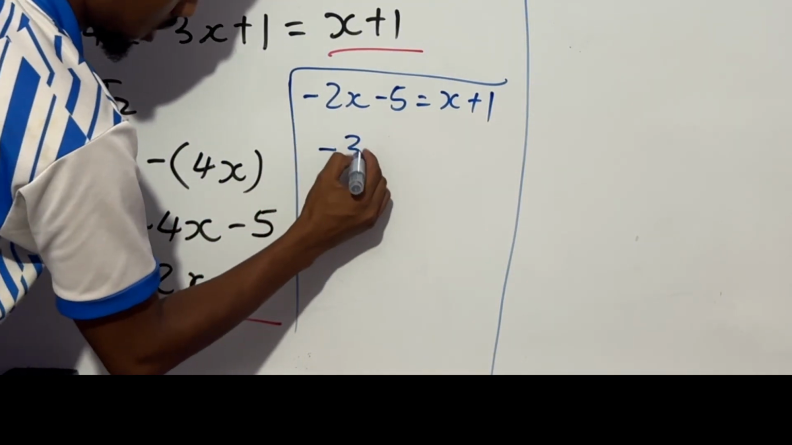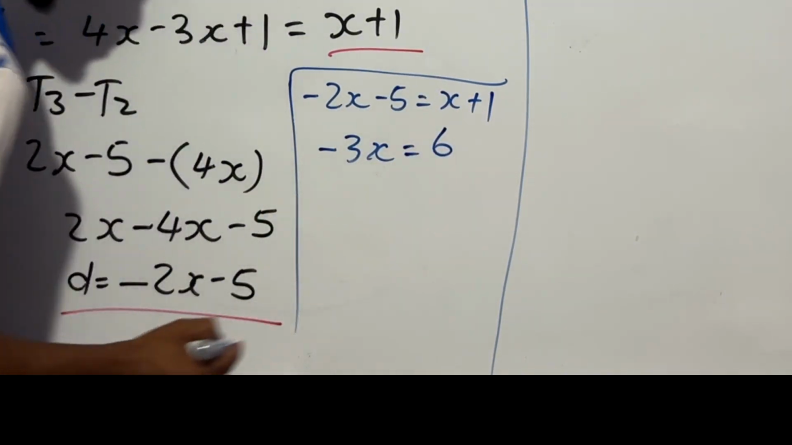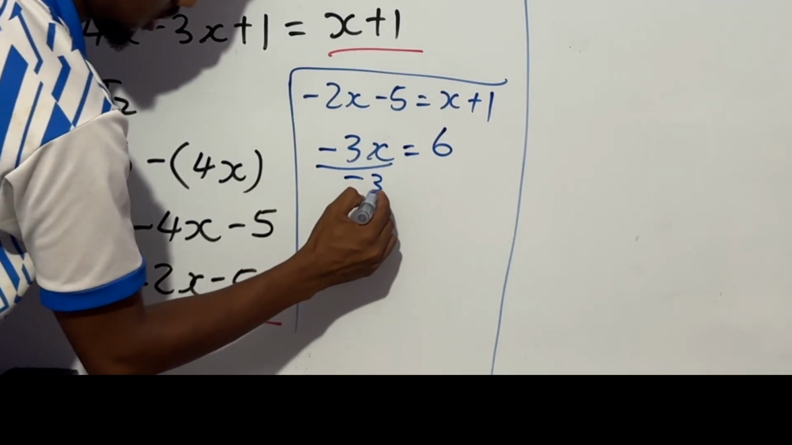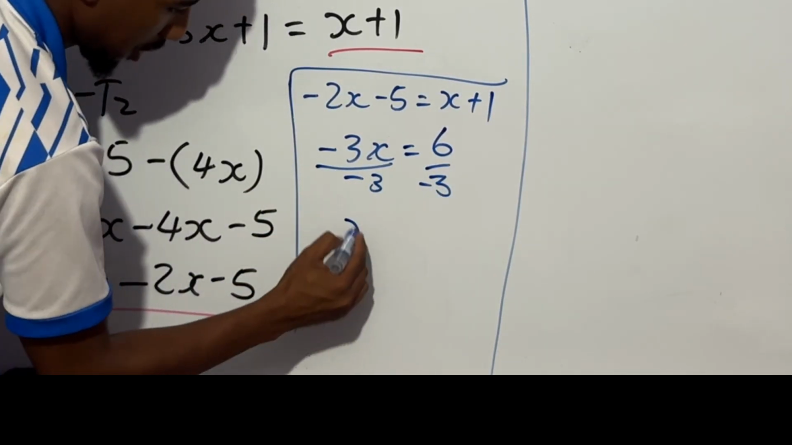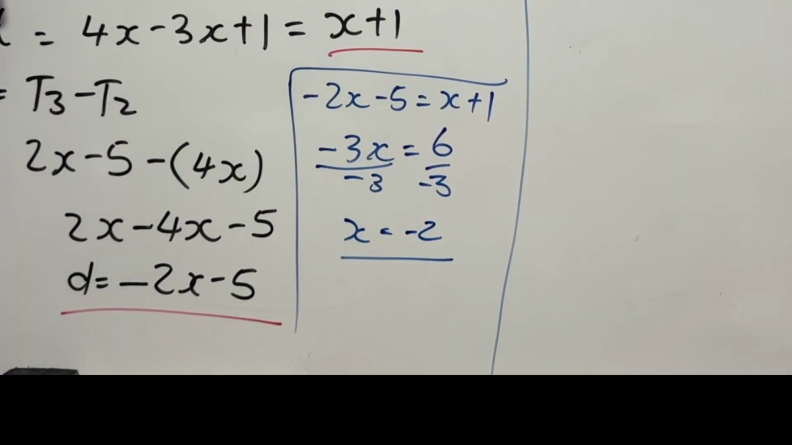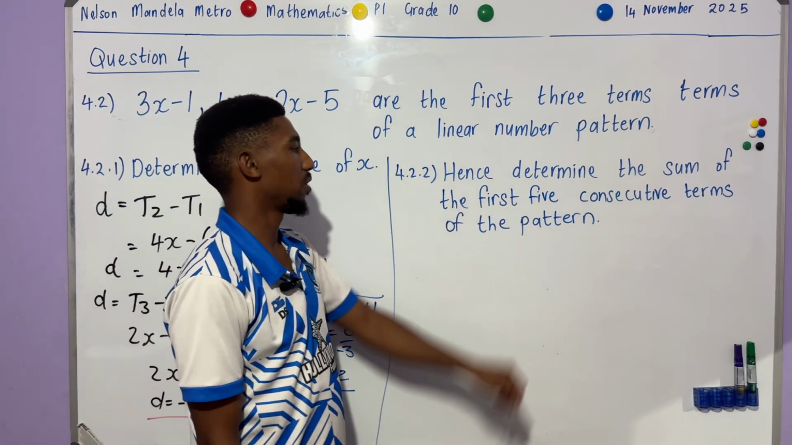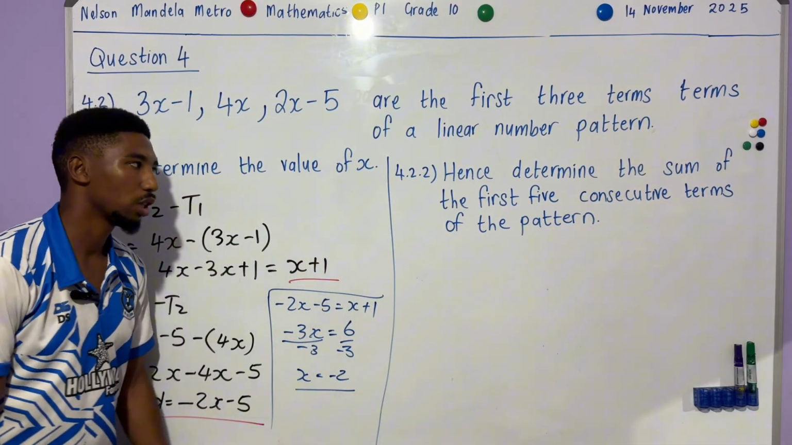I'm going to take the x over, we have minus 3x equals, I take the 5 over, it becomes 6. I then divide by negative 3, x is equal to negative 2. Now, 4.2.2, hence determine the sum of the first 5 consecutive terms of the pattern.